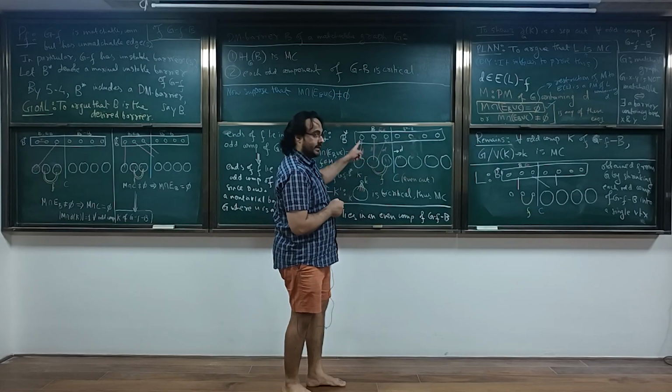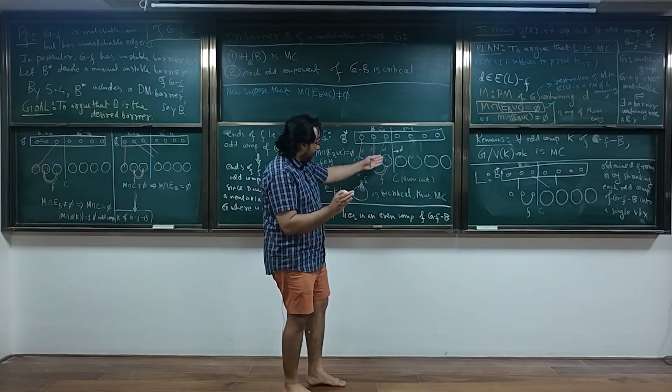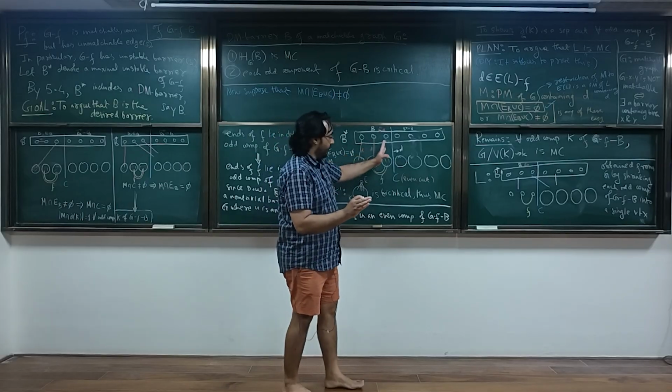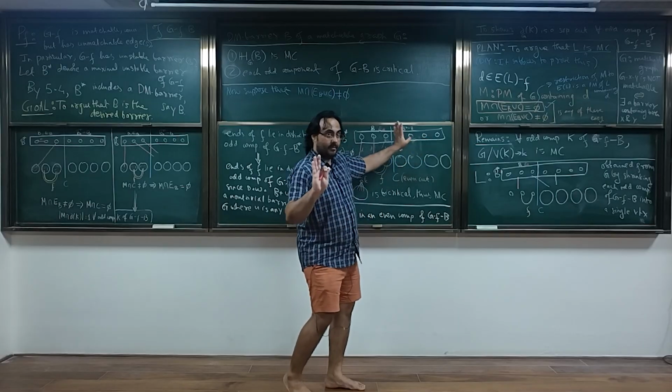Either D is one of the pink edges I've drawn because D is in my perfect matching, but I've only drawn the pink edges on the left hand side. I have not drawn them on the right hand side. D could also be an edge on the right hand side.